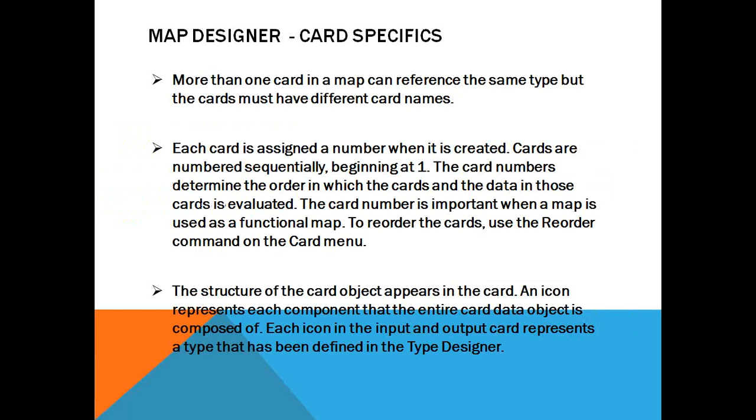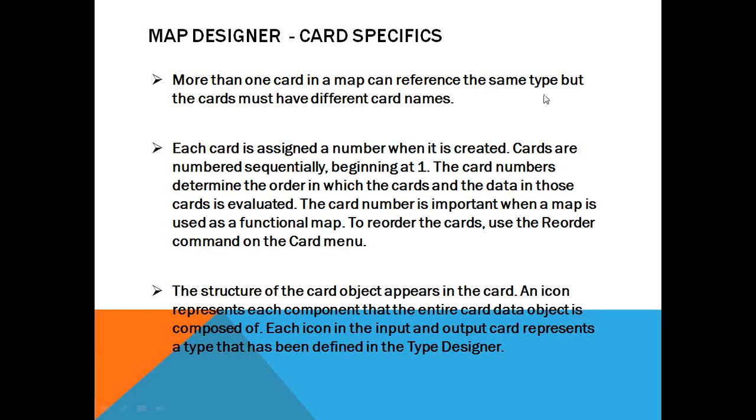Okay. So it's saying that more than one card in a map can reference each type, but the cards must have different card names. That means the second input card can also use the same type, the only thing is the card name should be different.